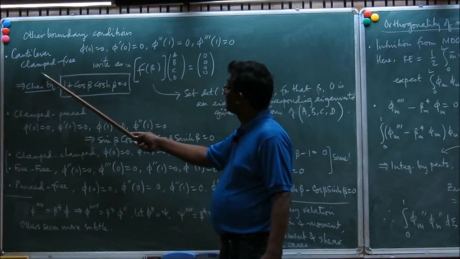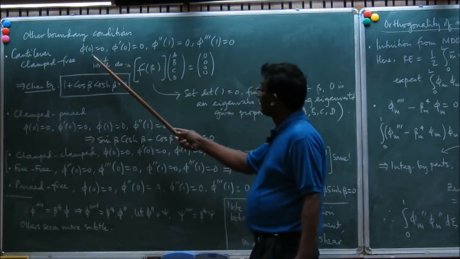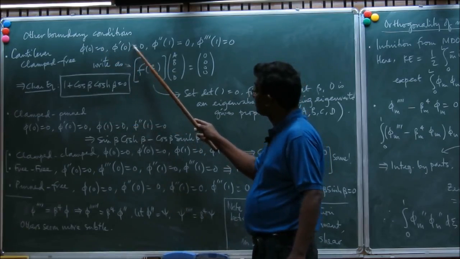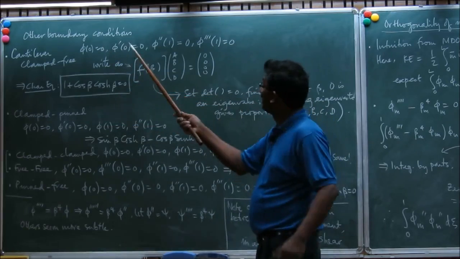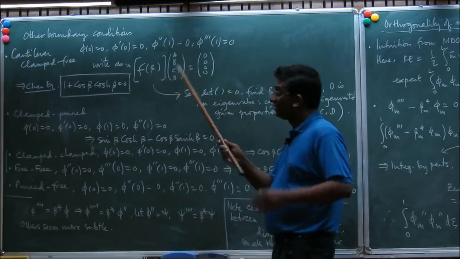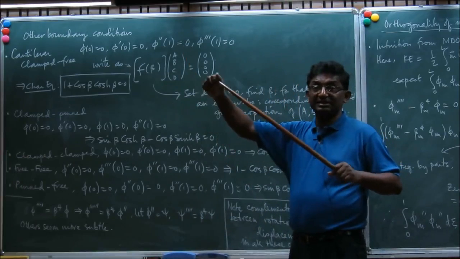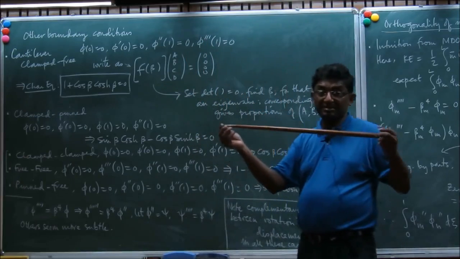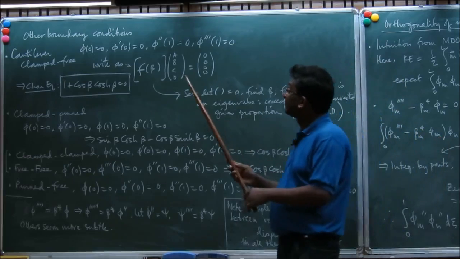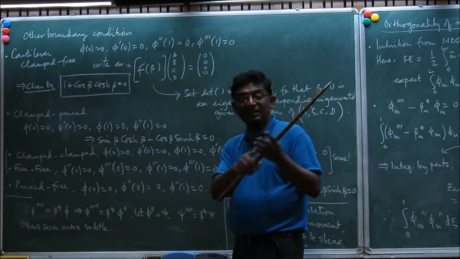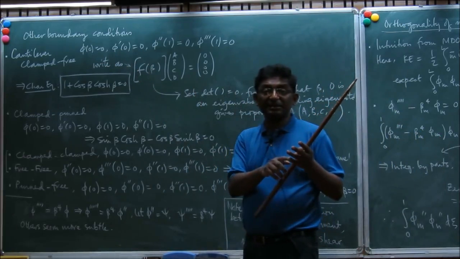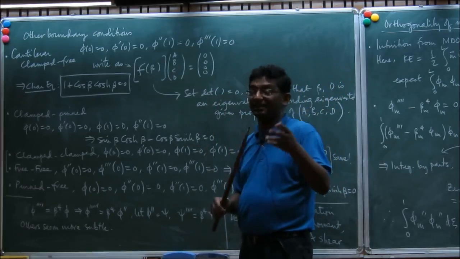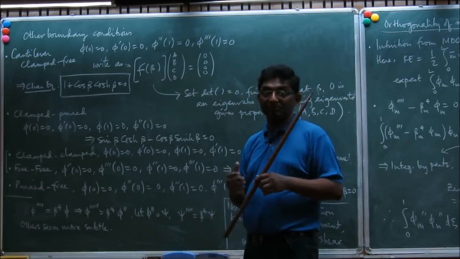First, the cantilever or the clamped free case. Phi is 0 at 0, that means the displacement is 0. Phi prime is 0 at 0, that means the slope is 0, it's clamped. Phi double prime at 1 is 0, that is because the bending moment at this end is 0. Phi triple prime at 1 is equal to 0, that means the shear force at this end is 0. These 4 again into the A sine beta xi plus B cos beta xi plus C sinh beta xi plus D cosh beta xi.